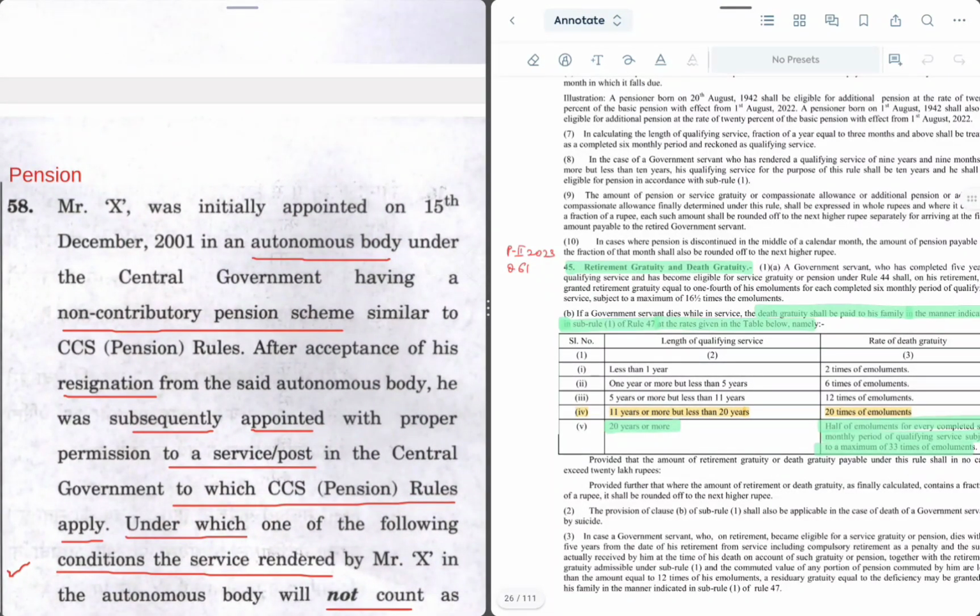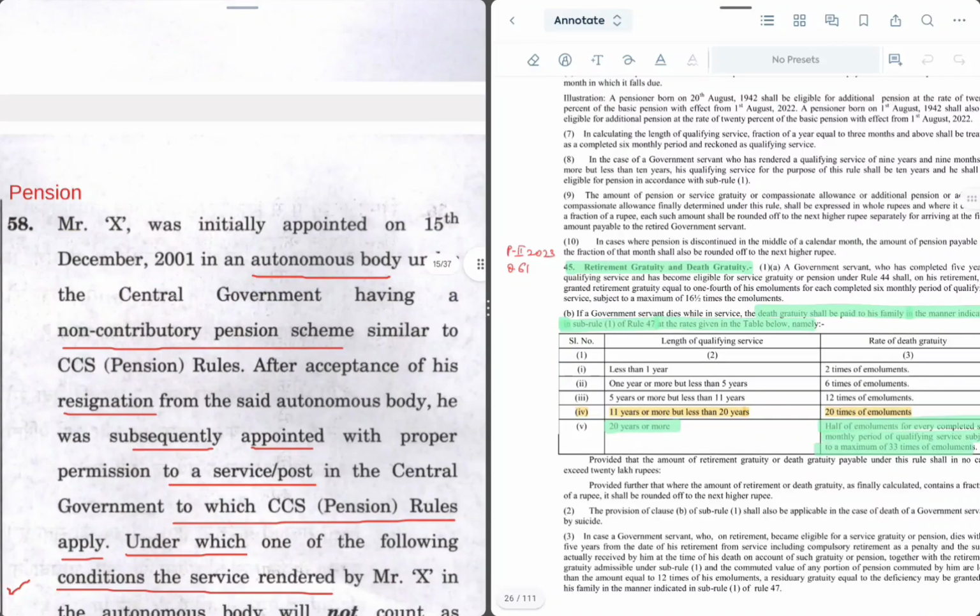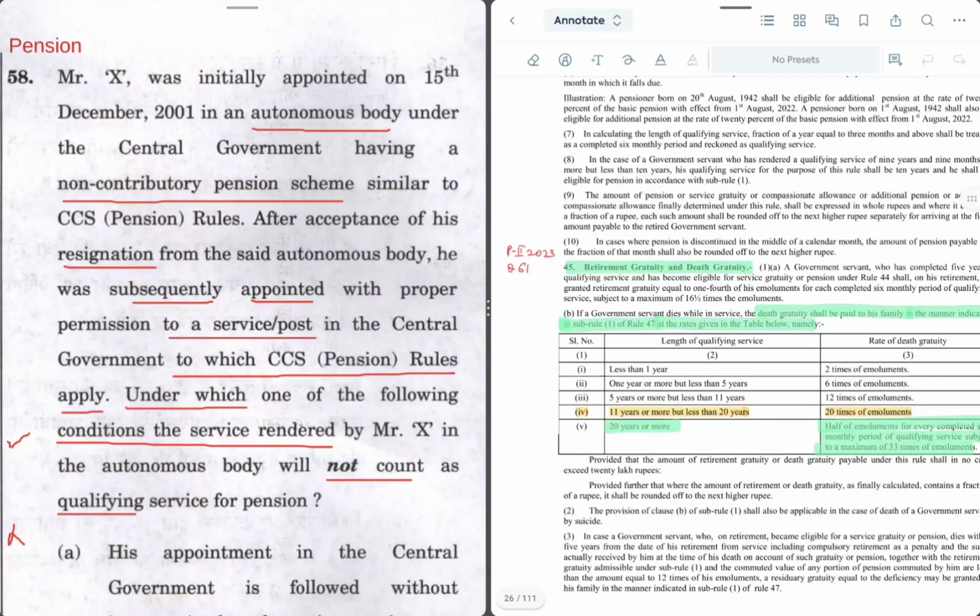Question 58, Mr. X was initially appointed on 15 December 2001 in an autonomous body under central government, and the body is having a non-contributory pension scheme which is similar to pension rules. After resignation from the autonomous body, he was subsequently appointed with proper permission to a post in central government. Again, pension rules started applicable. Under which conditions the service rendered by Mr. X will not count as qualifying service, will not count. Okay, so let's read the statements.